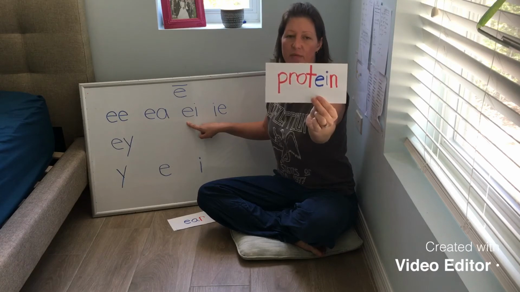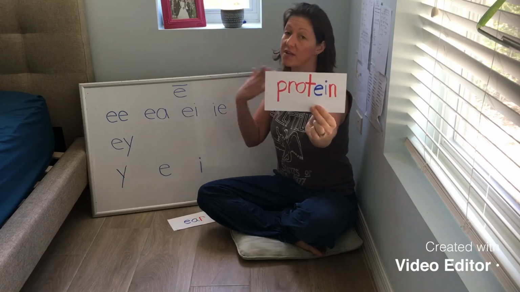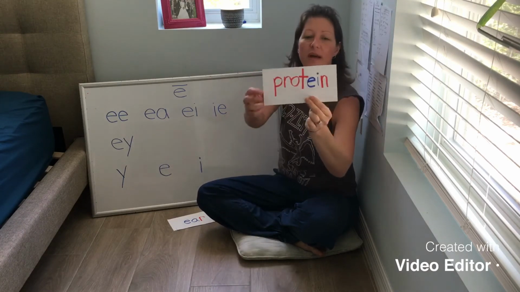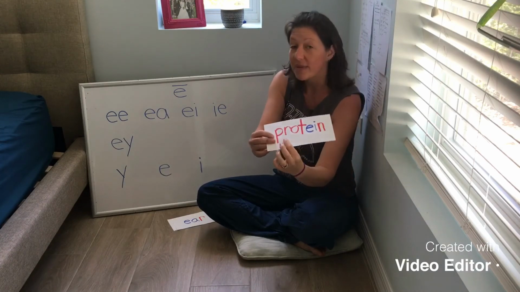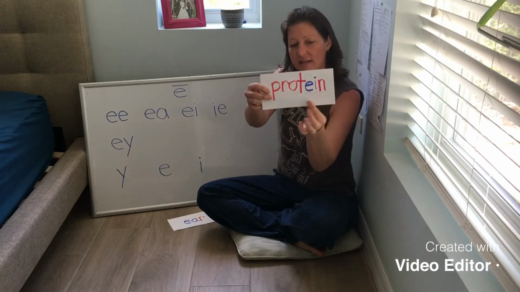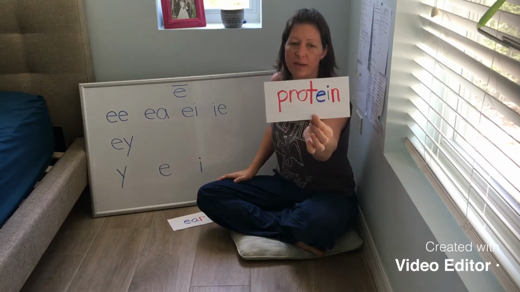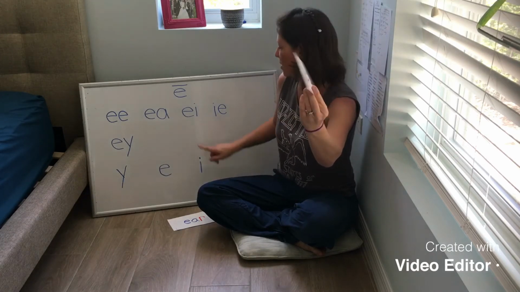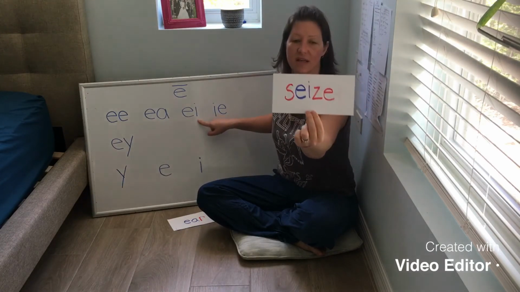Protein, protein. So again, to remind you, phonograms can come anywhere in the word. They can be in the middle, they can be at the beginning, they can be at the end. In this case of the word protein, the phonogram's in the middle. What's our next word with this phonogram making the E sound?